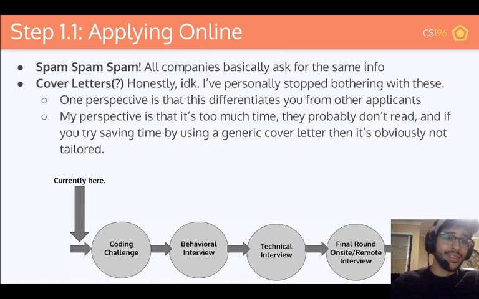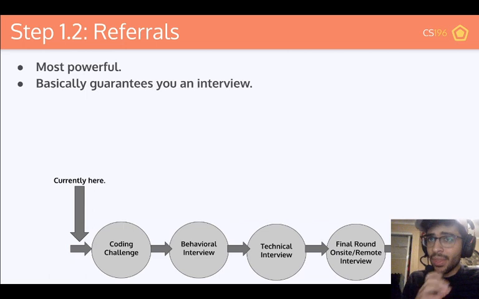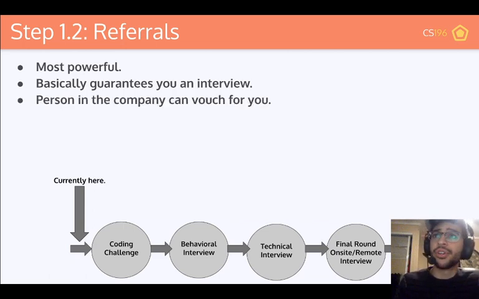So that's option number one to getting the interview, applying online. Another option is referrals. Referrals are easily the most powerful way of getting an interview at a company. It basically guarantees you the interview. A person in the company can vouch for you. They can say, I've worked with this person on X team, or I've known him or her for a long time, and she does great work. So you should definitely give her a try.